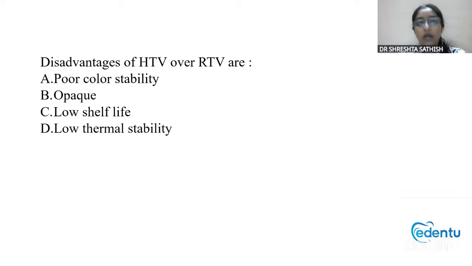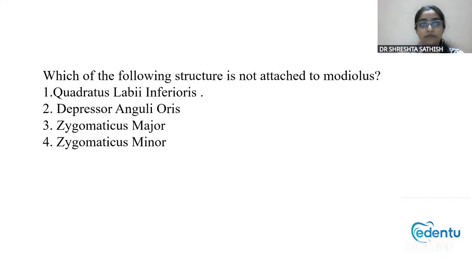What is the disadvantage of a HTV over RTV? HTV means heat vulcanized and RTV is rapid vulcanized. Poor color stability, opaque, low shelf life and low thermal stability. HTVs have lower shelf life than RTVs. They're basically used in maxillofacial prosthesis.